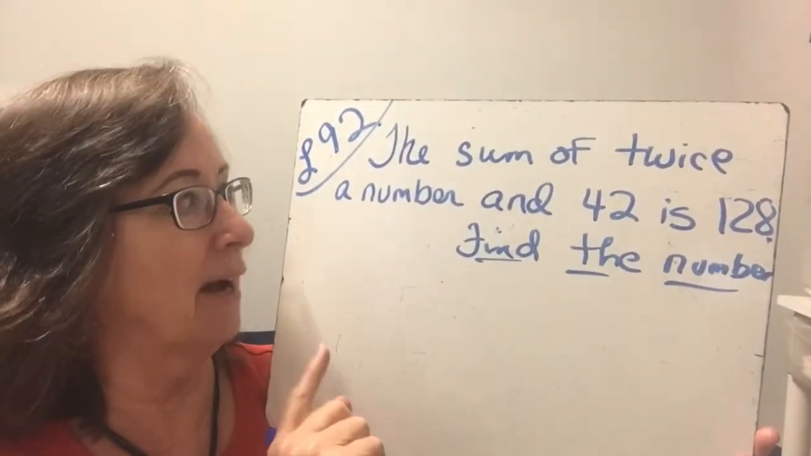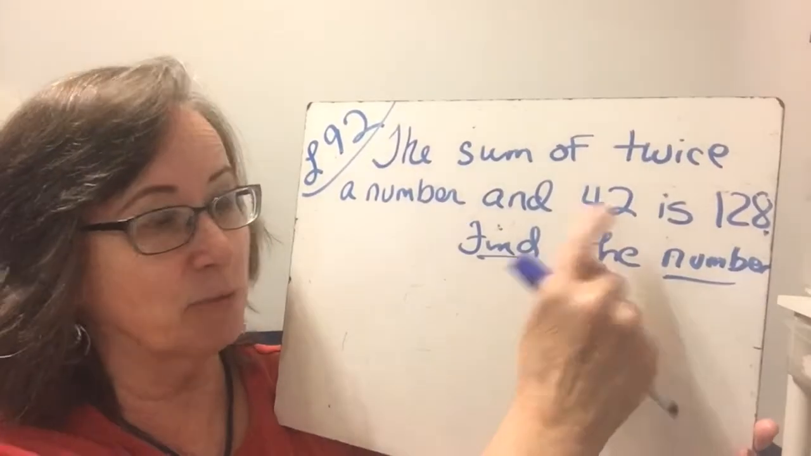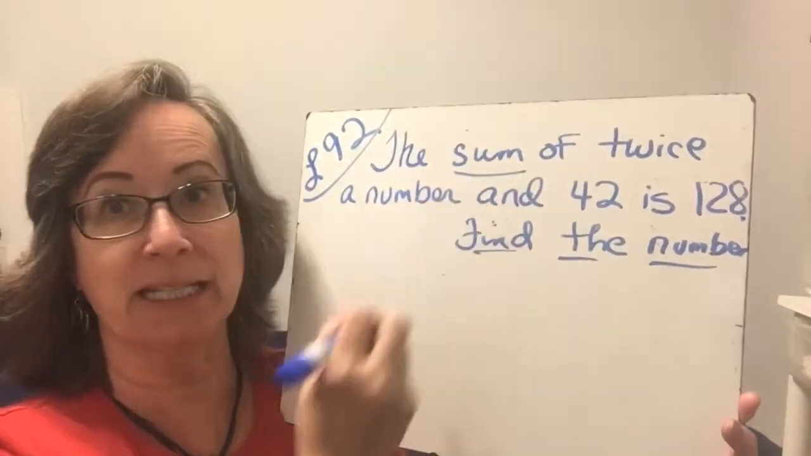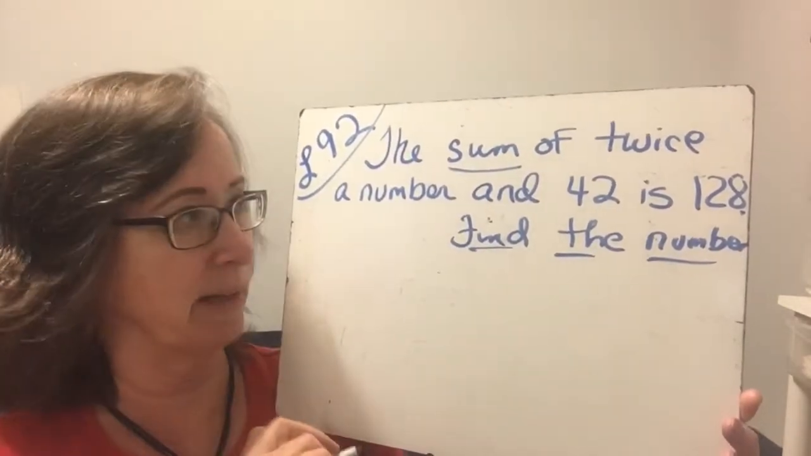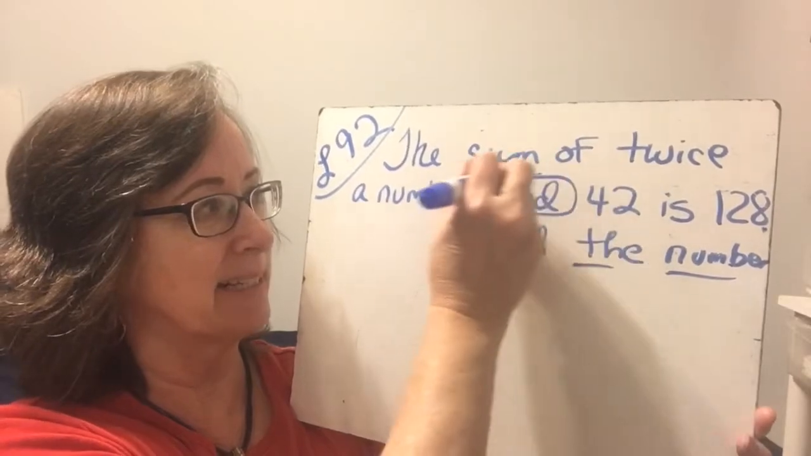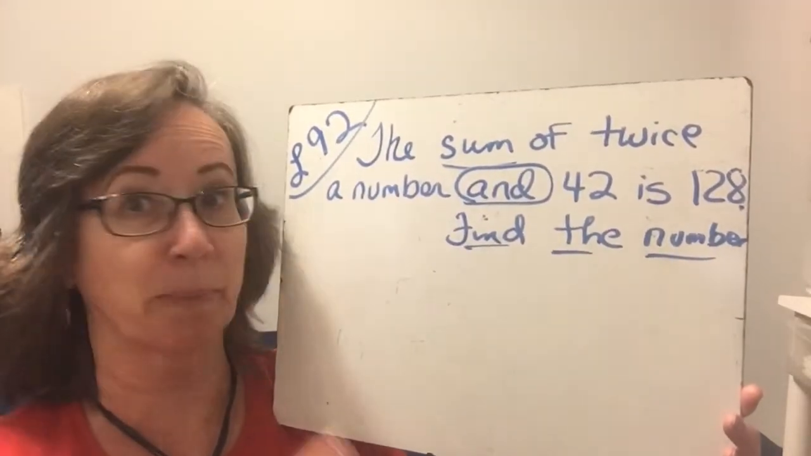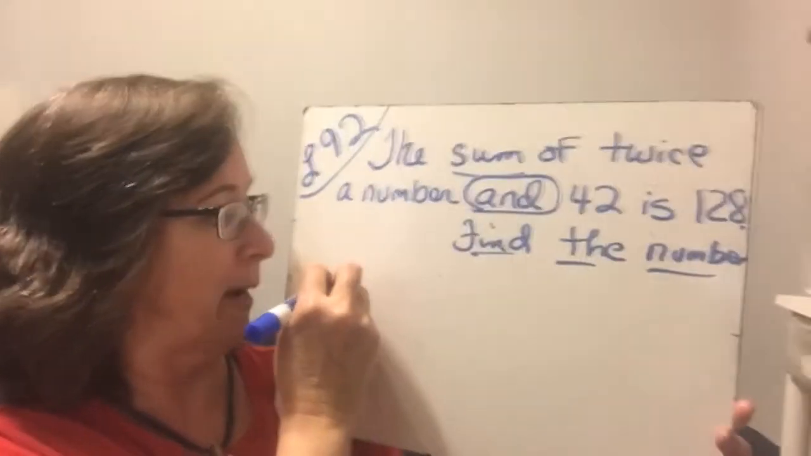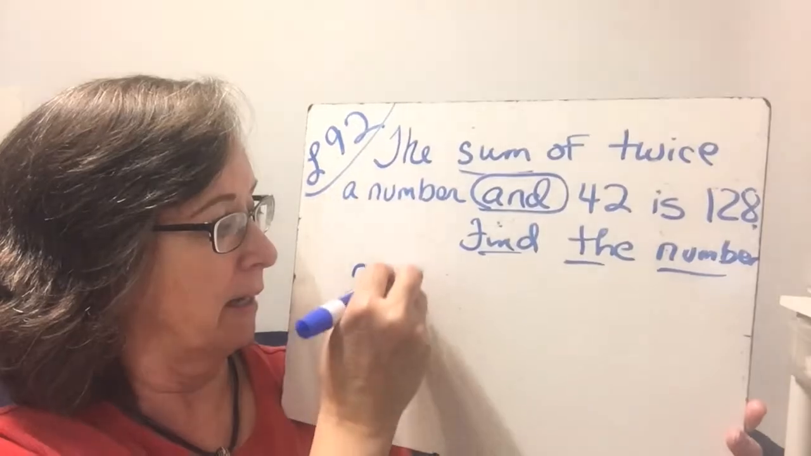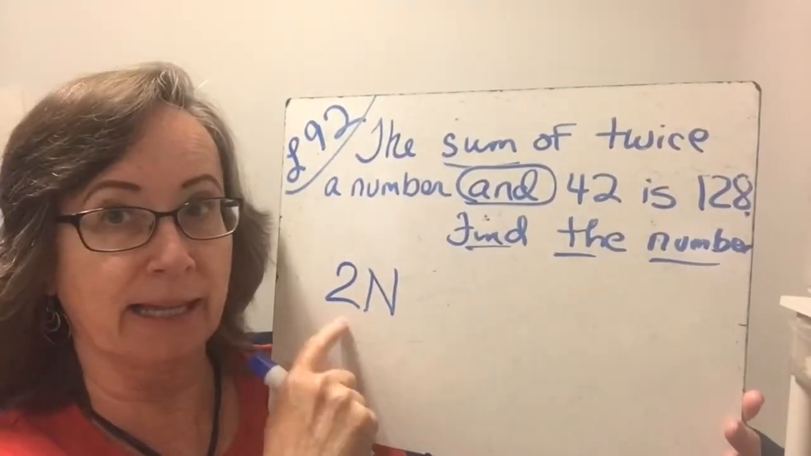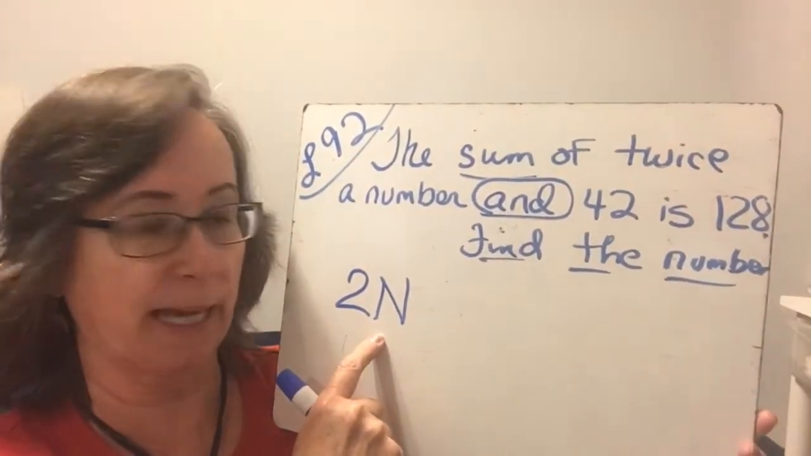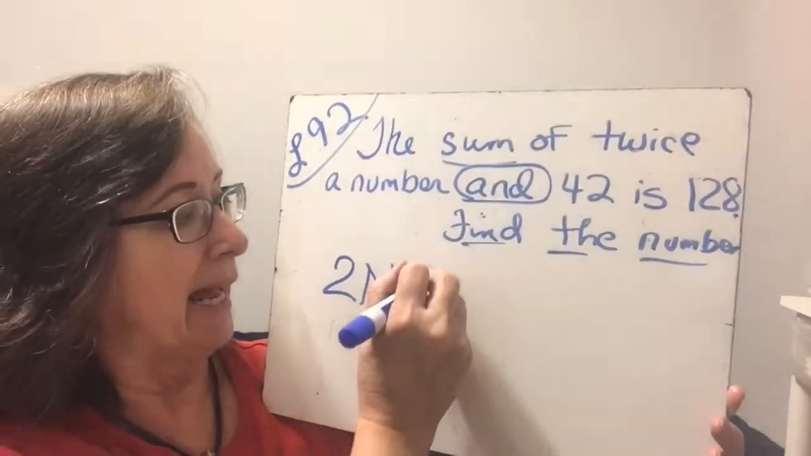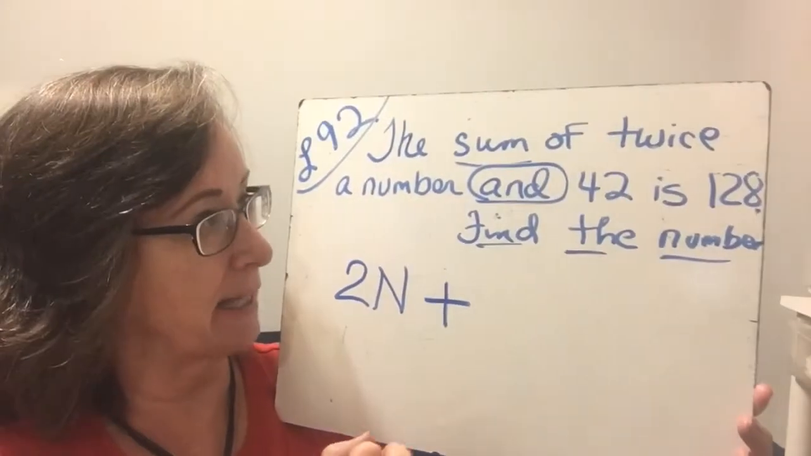The sum of twice a number and 42 is 128. And we need to remember that sum means plus. We're going to add two things together. And the word "and" is where the plus sign will go. So the sum of twice a number, so twice means two times a number. And when we write things close together like that, that means multiplication when one of them is a variable. So twice a number, and is where we're going to put our plus sign.